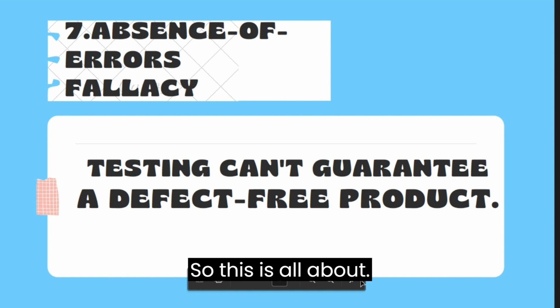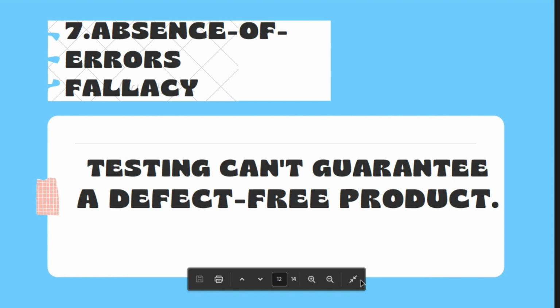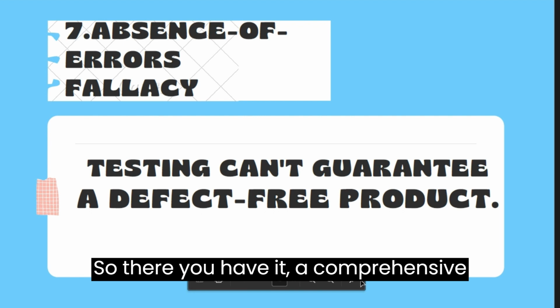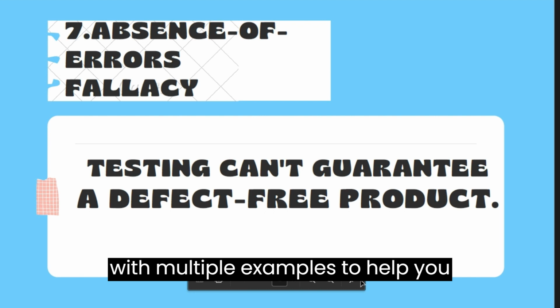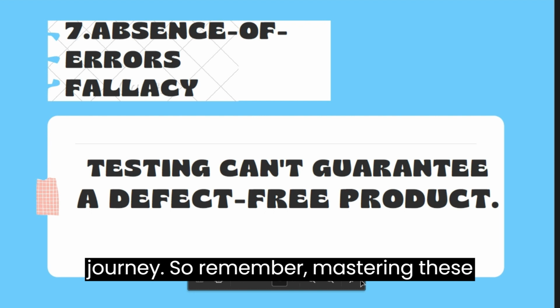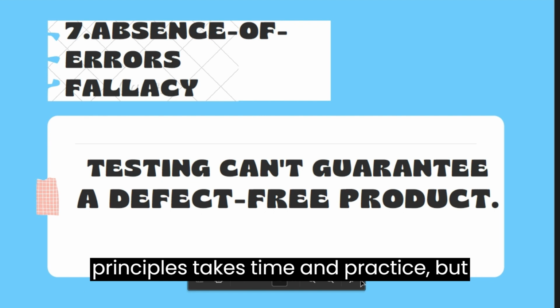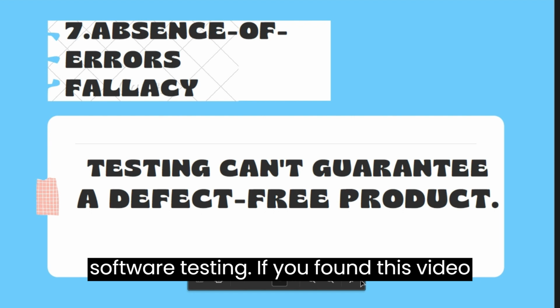So this is all about principles of software testing. So there you have it, a comprehensive guide to the 7 software testing principles with multiple examples to help you understand and apply them in your testing journey. So remember, mastering these principles takes time and practice, but they are the foundation of effective software testing.